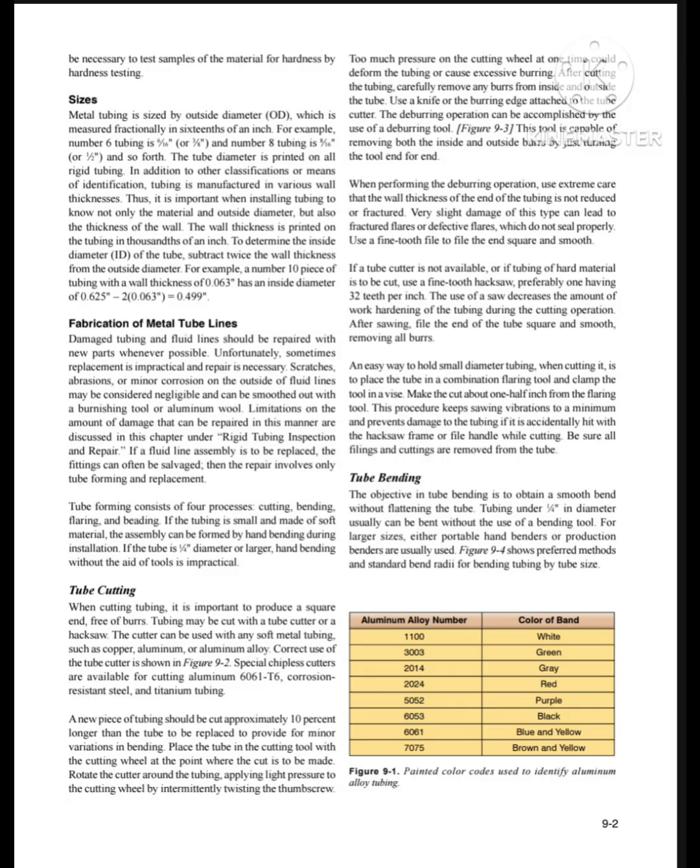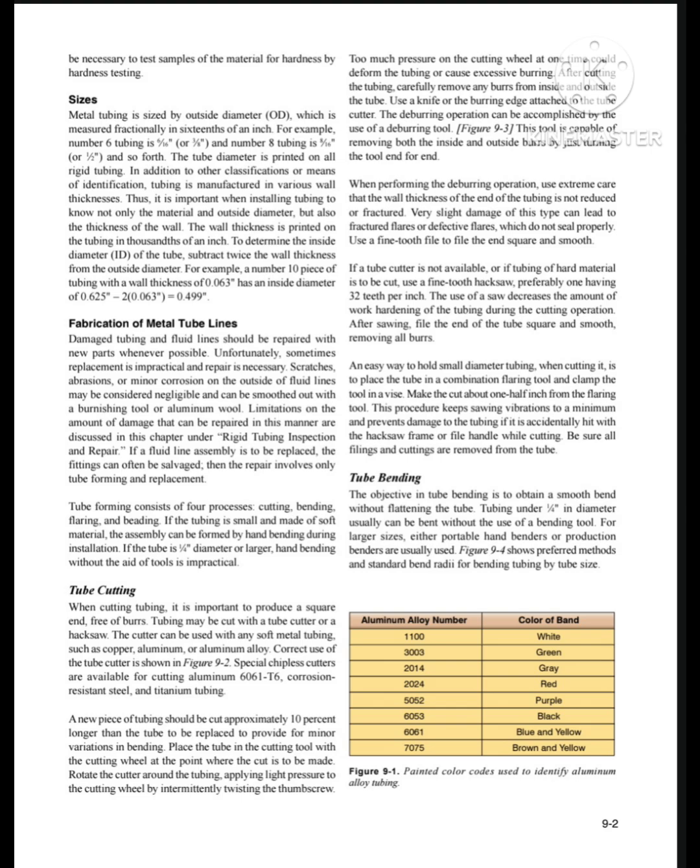And the other topic of this chapter is fabrication of metal tube lines. Damaged tubing and fluid lines should be repaired with new parts whenever possible. Unfortunately, sometimes replacement is impractical and repair is necessary. Scratches, abrasion, or minor corrosion on the outside of fluid lines may be considered negligible and can be smoothed out with a burnishing tool or aluminum wool. Limitations on the amount of damage that can be repaired in this manner are discussed in this chapter under rigid tubing inspection and repair. If a fluid line assembly is to be replaced, the fittings can often be salvaged, and the repair involves only tube forming and replacement.